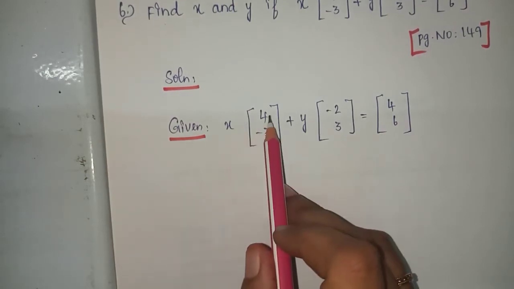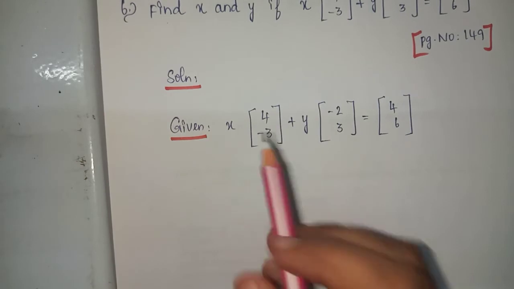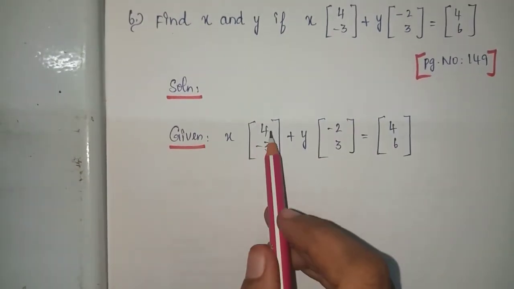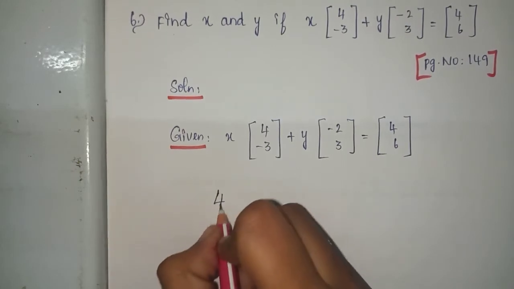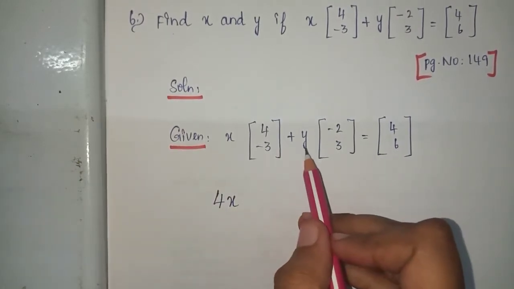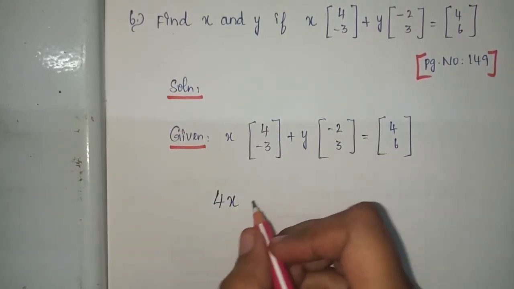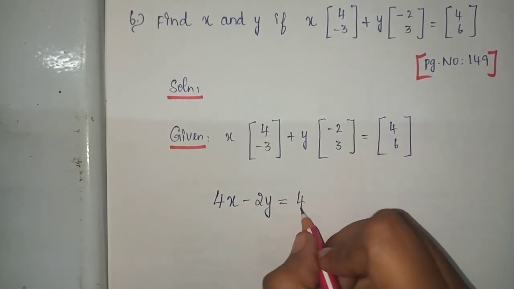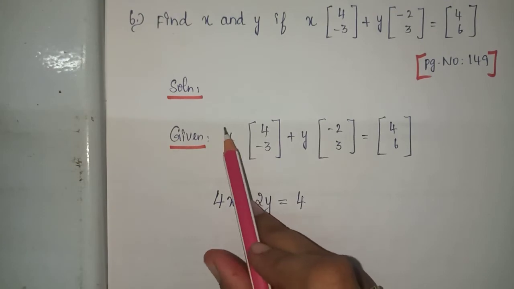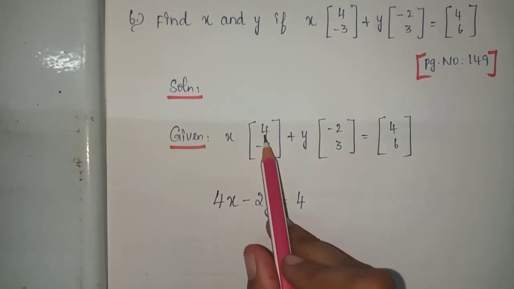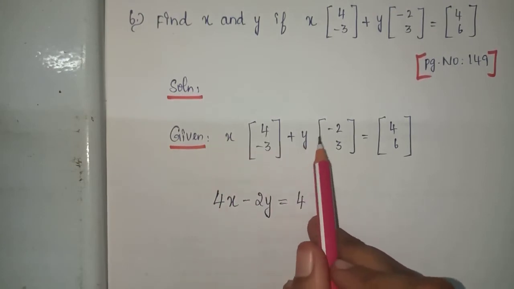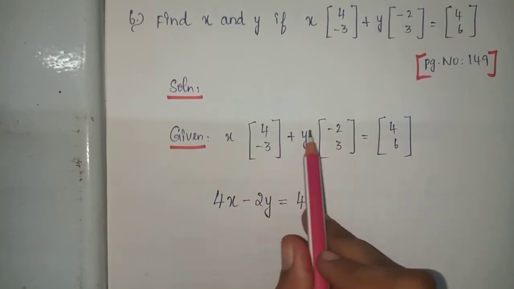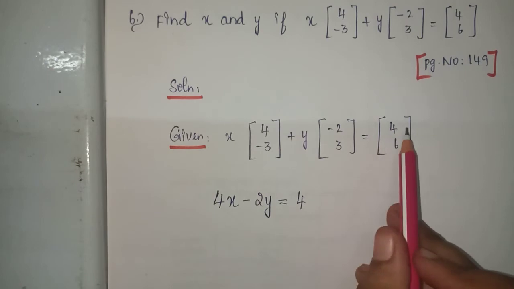You have to do scalar multiplication, that is 4 into x or x into 4, you get 4x, plus y into minus 2, so you get minus 2y is equal to 4. You just multiply the variable with the number, plus again the same procedure, is equal to 1. Then you are making one equation using the first row.